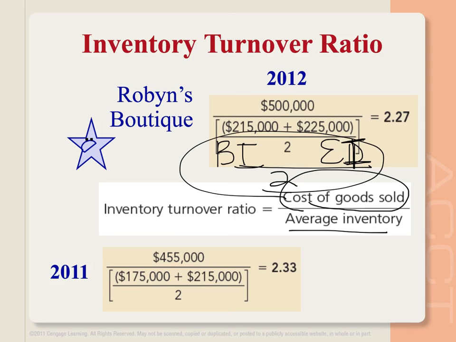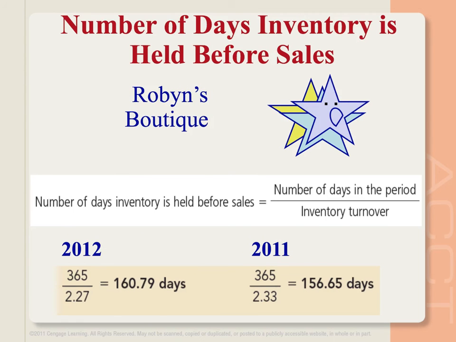Now, just like the accounts, we're going to take a look at how many days we are holding the inventory. On average, Robin is holding inventory for more than 150 days in both years. Low turnover ratios and a corresponding high number of days in which inventory is held for sale can direct management's attention to a variety of problems, including inventory that may be obsolete. So if you look at this, it's taking about 1/3 of the year to sell her boutique inventory?